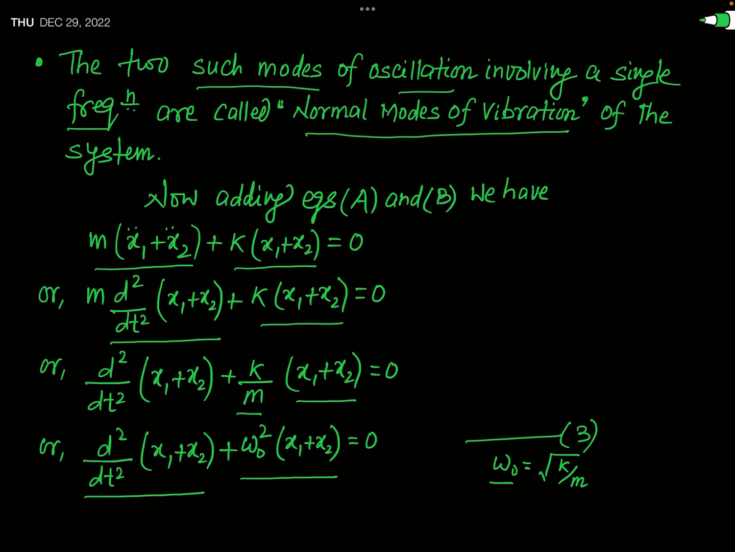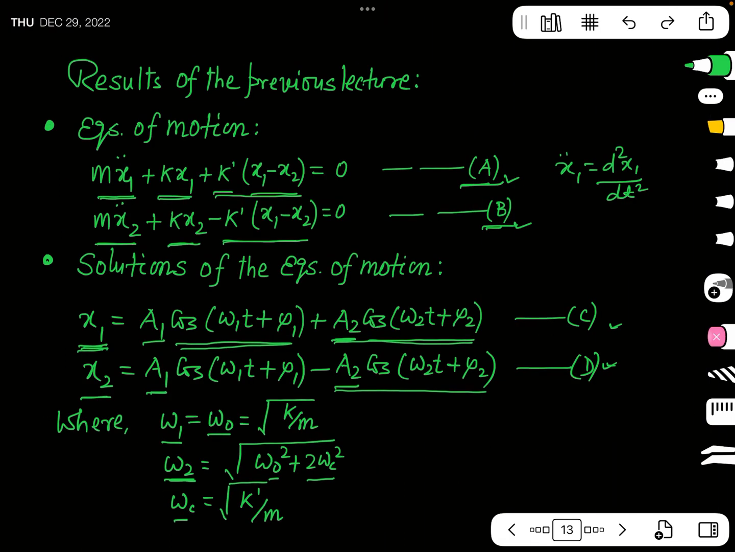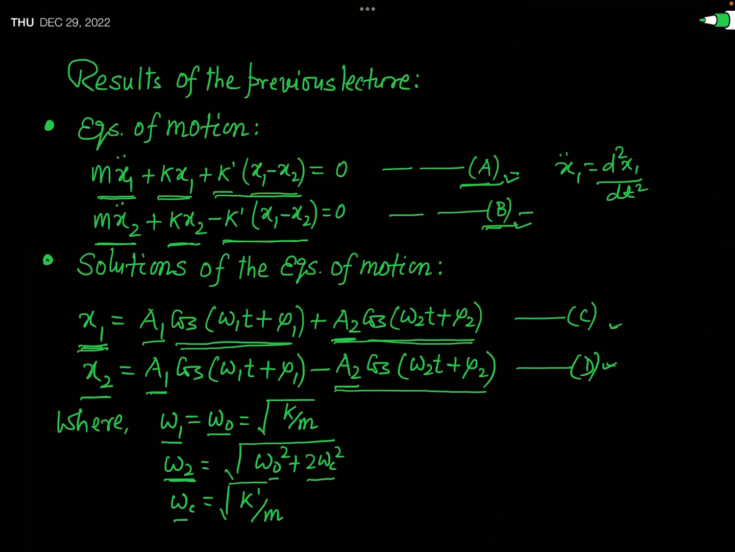Now we will subtract equation B from equation A. When you subtract equation B from A, the minus k prime (x1 minus x2) will become plus. So these two terms will get added, and this will be 2k prime (x1 minus x2). And here there will be k times (x1 minus x2).